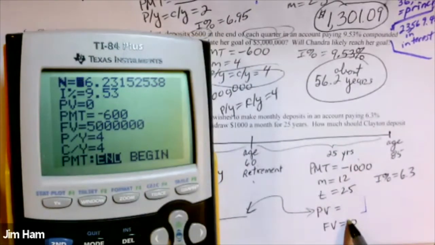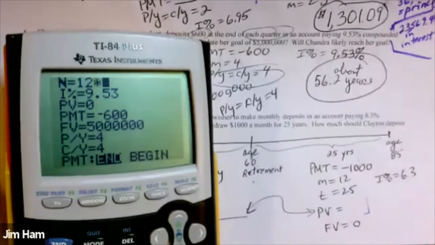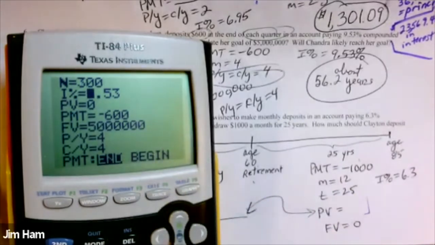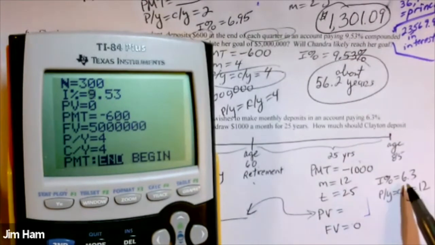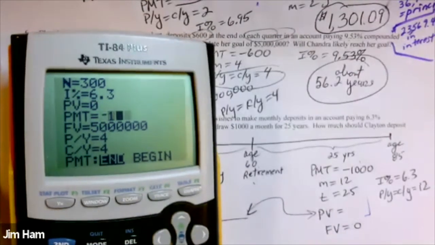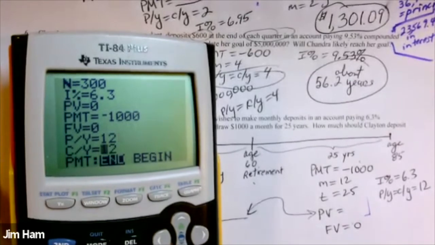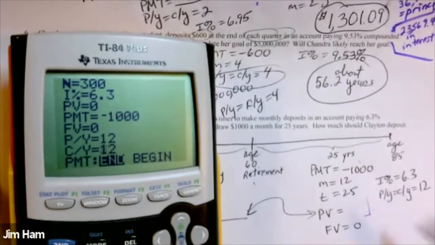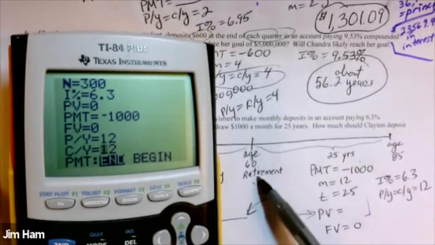Payments per year, compounding per year is 12, and the number of years is 25. So there are going to be 300 monthly payments in that 25-year retirement over here. The interest rate is 6.3. Present value is 0. Present value is what we're going to calculate. The payment is negative 1,000. Future value is 0 in this problem. And the payments per year, compounding per year, would be 12. All right, how much do we have?